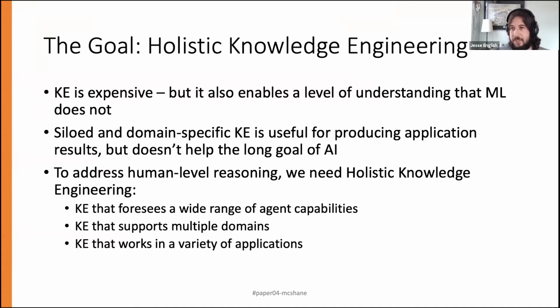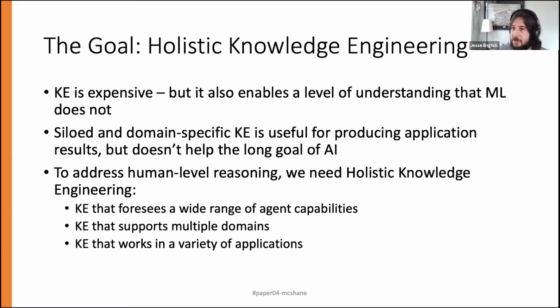So when you build some sort of knowledge base or do some knowledge engineering, a lot of times it ends up being really siloed or domain specific, which is great for producing application results. Like you will get good things out of that, but they're really narrow things or things that do a particular thing. And they don't really help the long goal of artificial intelligence, that is like human level reasoning, interacting with some artificial agent in a way that feels extremely natural and produces realistic results.